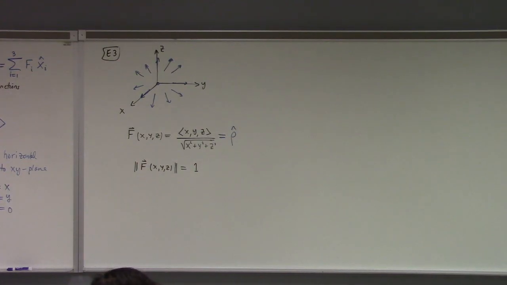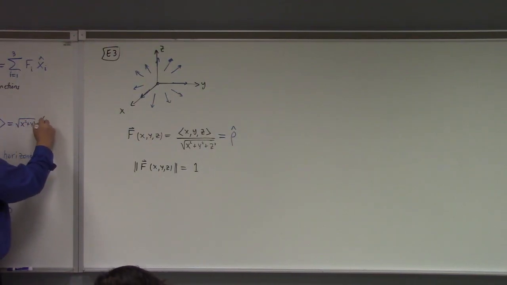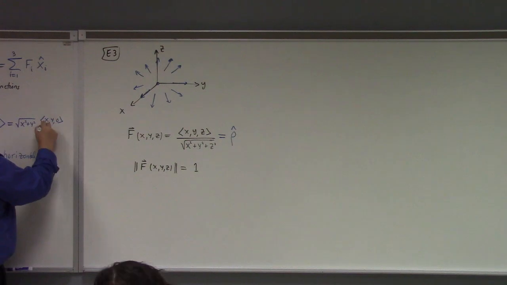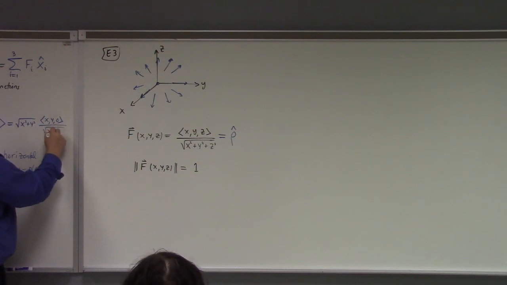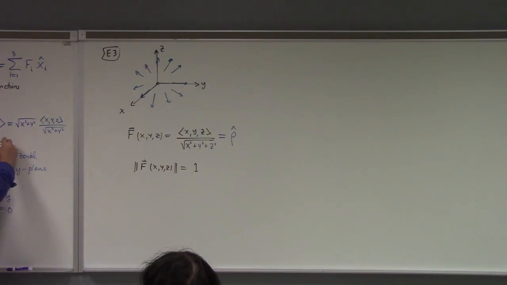This one, example 2, if you take a look back, you could have written this as the square root of x squared plus y squared times (x, y, 0) divided by the square root of x squared plus y squared. And if you do that, maybe you could recognize that what you're looking at here is r hat. That is the vector field which points radially outward from the z-axis, and its magnitude depends on how far you are from the z-axis.